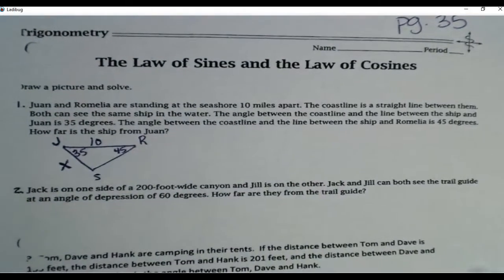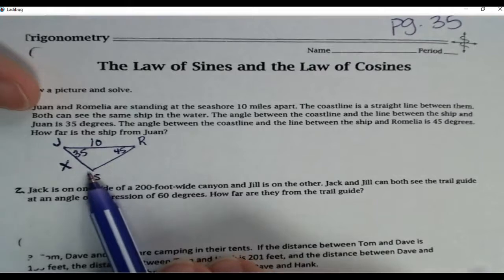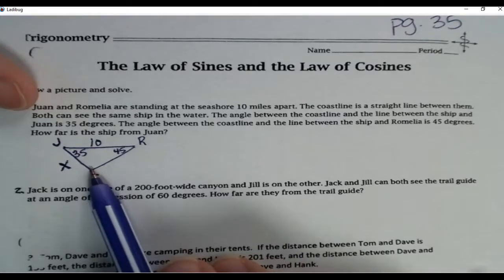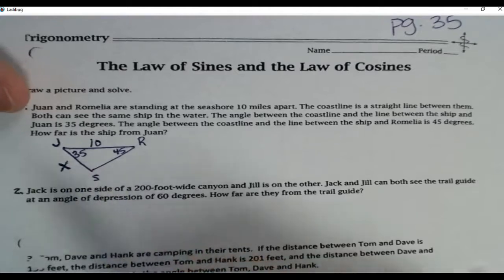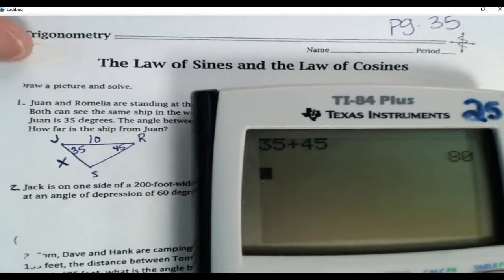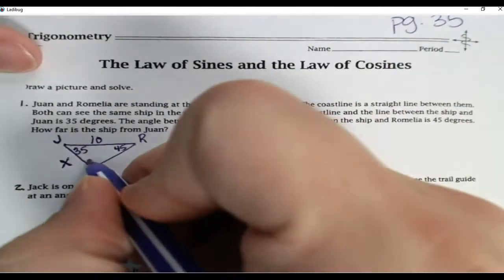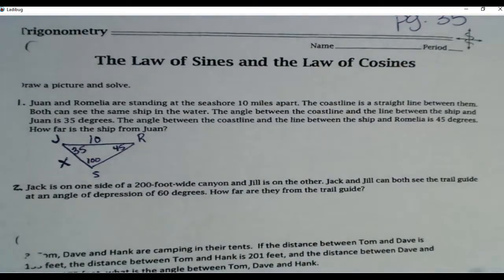So, do I want to do law of sines or law of cosines? Sines. So I have 10, but 10 is across from the ship. Can I find the angle at the ship? Yes, because all my angles add to be 180. So I can do 35 plus 45 gives me 80, which means I have 100 degrees left for the angle at the ship. So now I have a side and the angle it's opposite from, so I can do law of sines.